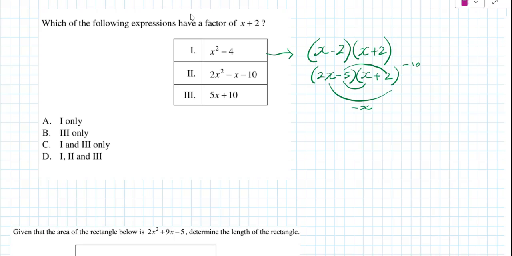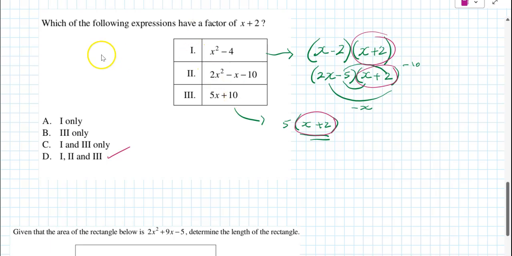So that makes sense. And then, of course, this one right here, the GCF is 5, take that out, and you get x plus 2. So notice that x plus 2 is showing up in every single case. So let's change the color. Let's go to red. So we have x plus 2 here, you have x plus 2 here, we have x plus 2 there. So all three of them. So D is the answer there.